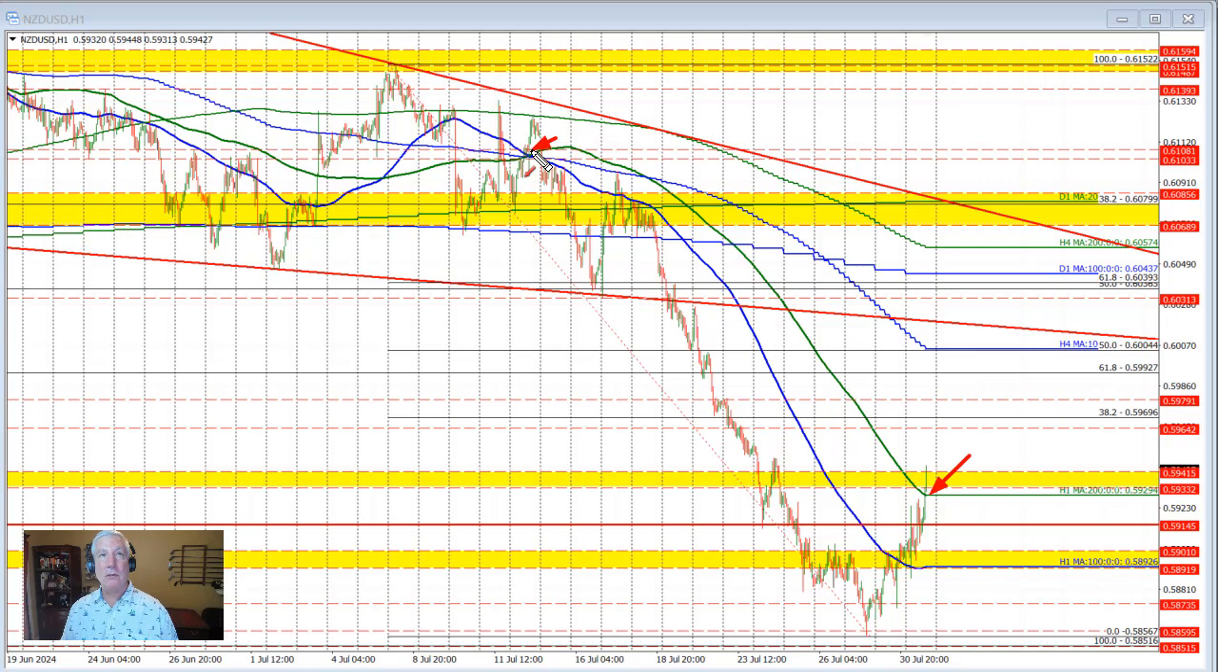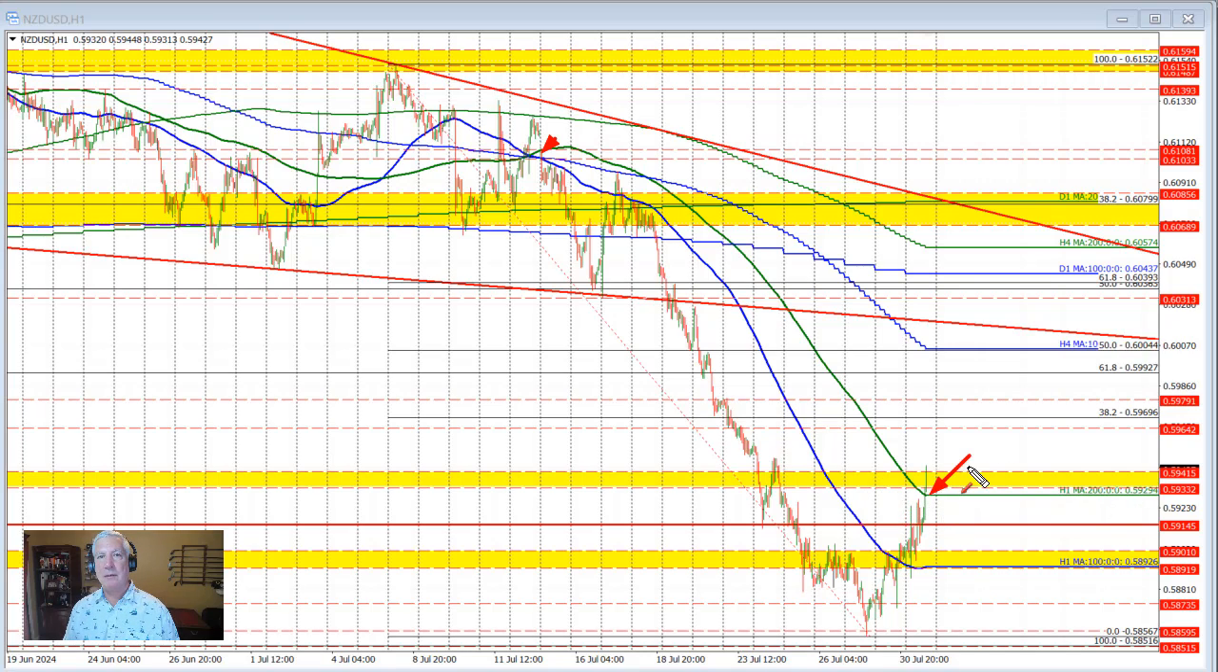The last time the price traded above the 200-hour moving average was way back here. That goes back to like July 12th or thereabouts, when the price gapped below that level off of the weekend, and it hasn't been back above that level since that time. So there is a reason to like the New Zealand versus US dollar in the short term. We'll see if the price can stay above that 200-hour moving average at 0.5929.